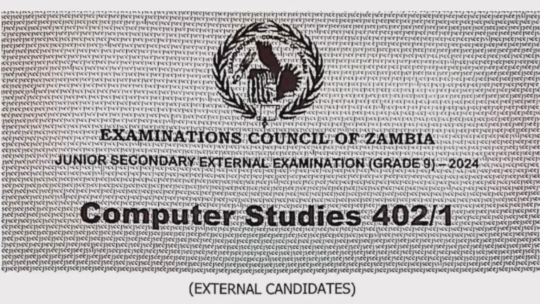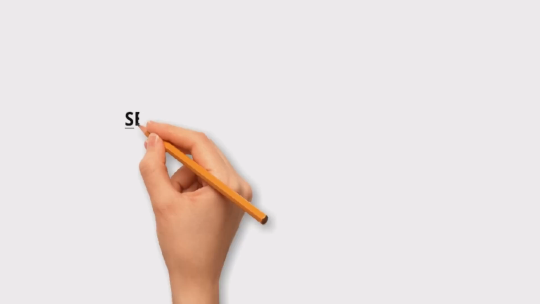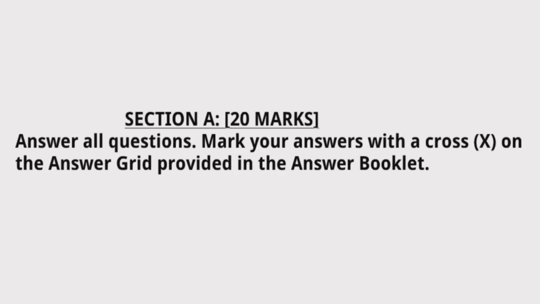Without wasting your time, let's go into section A. Section A carries 20 marks and the instructions are as follows. Answer all the questions. Mark your answers with a cross on the answer grid provided in the answer booklet.